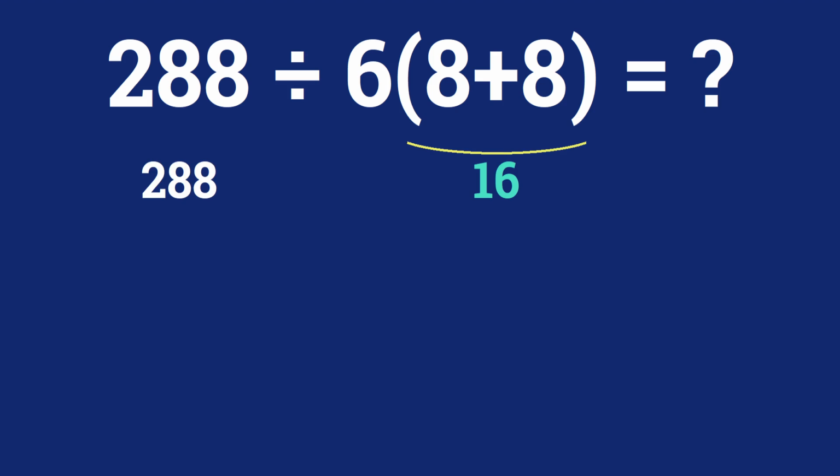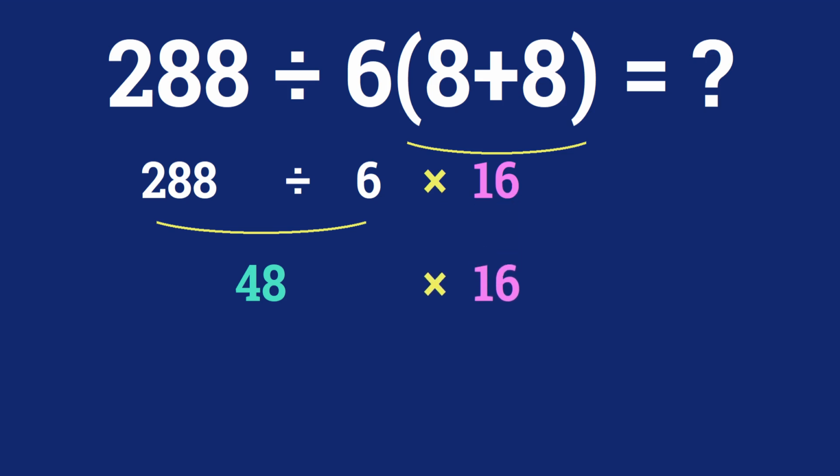So 288 divided by 6 times 16. Now we have one division and one multiplication. So we have 288 divided by 6, which equals 48, times 16, which equals 768. And this is our final answer to this problem.